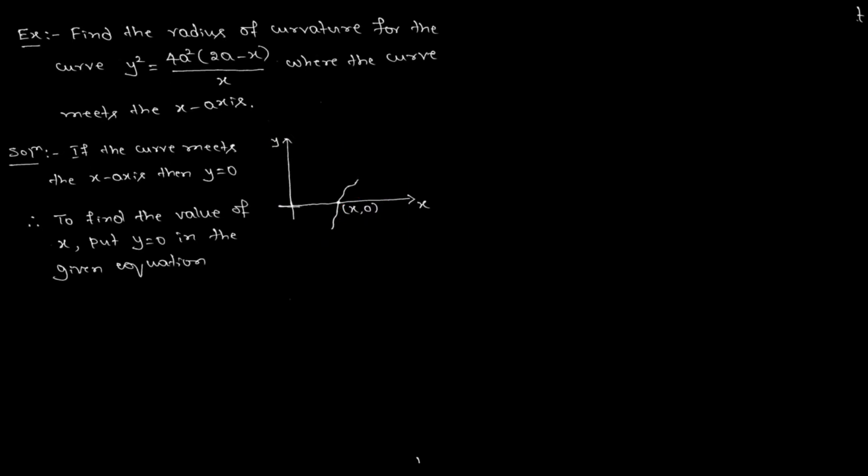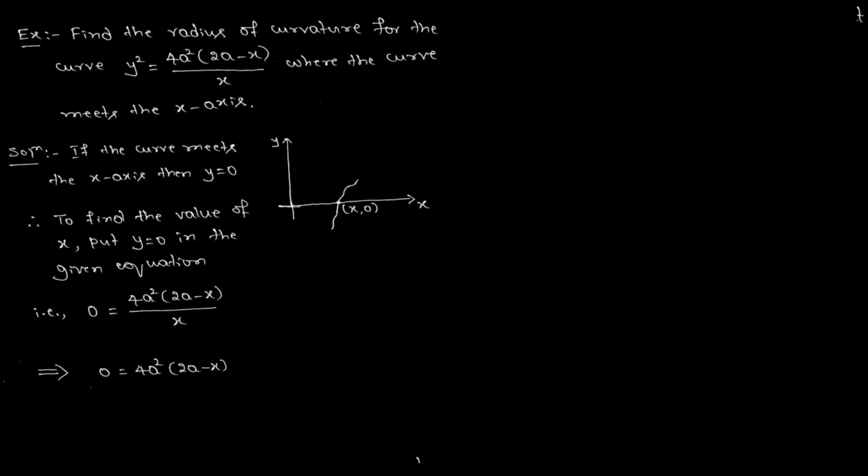To find the value of x, put y is equal to 0 in the given equation. Yes, we have put y is 0 here. Now let us simplify for the value of x. First step we can do is cross multiply. This x gets eliminated. What we have is this.